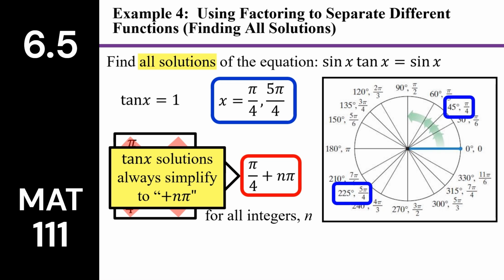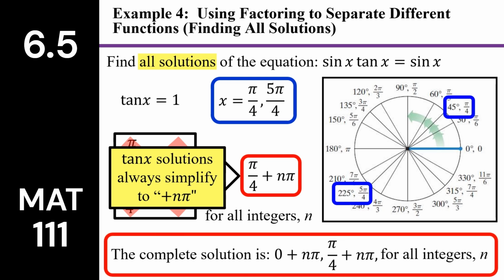Note that for tangent, you can always simplify to adding an n pi. Because sine and cosine have a period of 2 pi, those may or may not simplify down, but tangent has a period of pi, so you can always write your solutions with a multiple of n pi. So that's our solution.